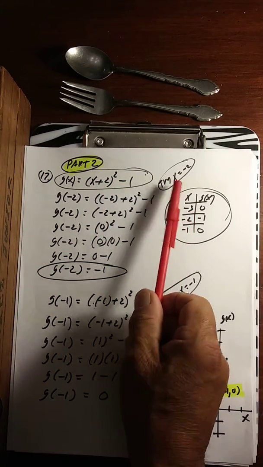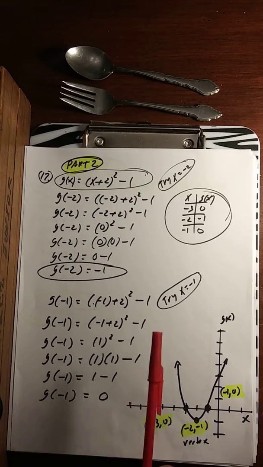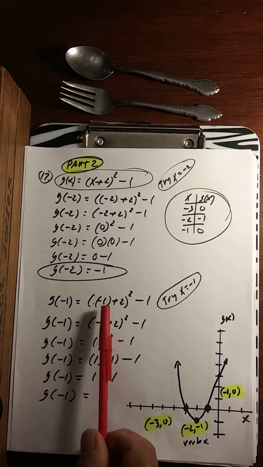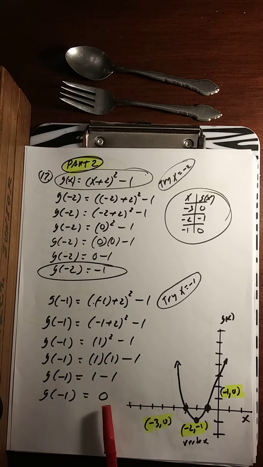Put another number, negative 2 in there. Negative 2 plus 2 is 0. 0 times 0 is 0. Minus 1 is negative 1. Put a negative 1 in there. Negative 1 plus 2 is going to be 1. 1 times 1 is 1. 1 minus 1 is 0.